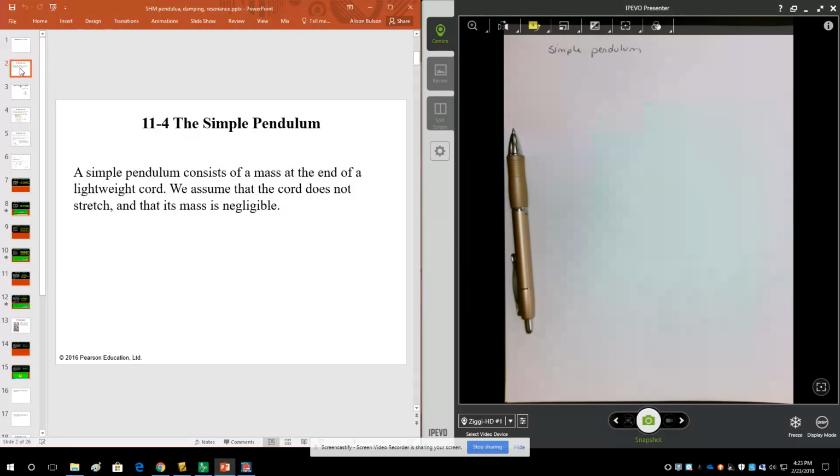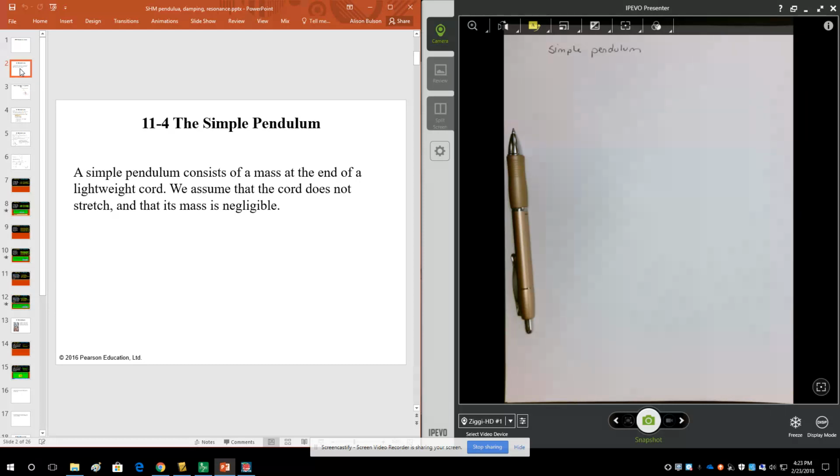So, as we discussed already in class, a simple pendulum consists of a mass at the end of a lightweight cord. That mass is usually called the pendulum bob. It's just the name for the thing at the end of the pendulum. And the lightweight cord, we're going to assume, does not stretch and has no noticeable mass. It's essentially massless.